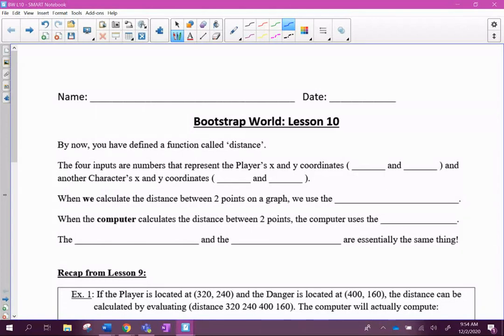Okay, so you will need your WeScheme video game file. So I would get that open, logged in, ready to go so that when we get to that point, you're all set.